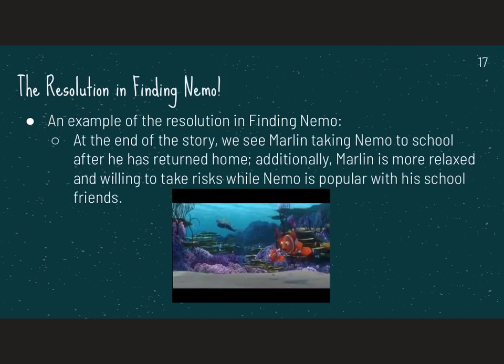The resolution of Finding Nemo is at the end of the story, we see Marlin taking Nemo to school after he's returned home. Additionally, Marlin is more relaxed and willing to take risks, while Nemo is popular with his school friends. So both characters throughout the course of the story have learned new things about themselves, and the resolution typically reflects that.